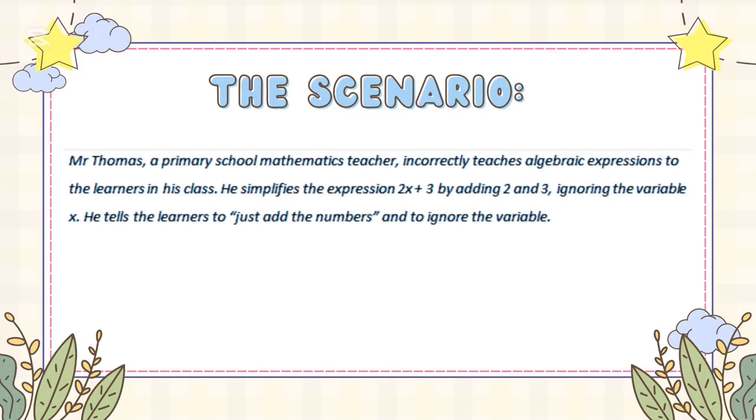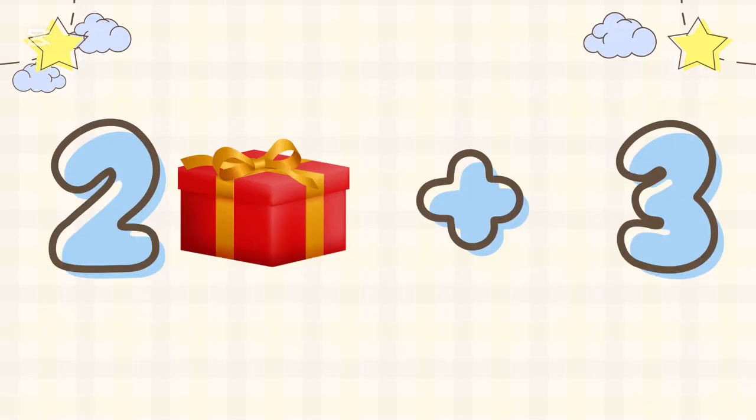Now, Mr. Thomas told learners to completely ignore the variable. This will create major misconceptions in the future. So let's correct his mistakes. Here's how I would have taught the concept of algebraic expressions and variables. Firstly, I would start with a hook, giving learners a fun analogy of how variables are just like magic boxes, so that they can remember the concept more easily.